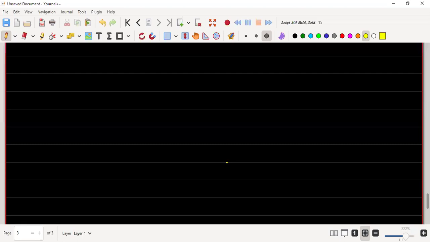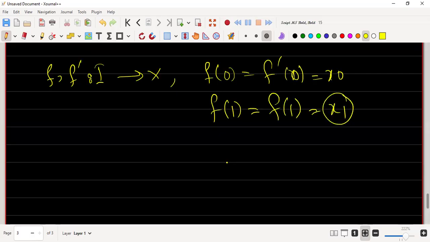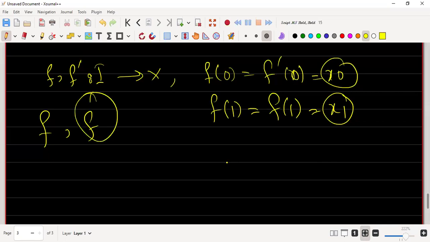Okay, so let's write. They are saying that there are two paths f and f prime from I to X. They have the same initial and final point, which means that if we substitute 0 in f and f prime, we get x naught. And if we substitute 1 in the first path and the second path, we get x1. So they have the same initial and final point, and we are saying that f and f prime are path homotopic.